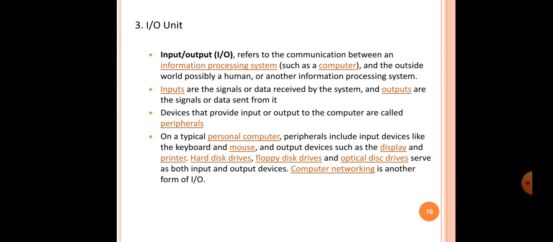Now we are going to learn what the input output unit is. So input output unit refers to the communication between an information processing system such as a computer and the outside world, possibly a human or another information processing system.